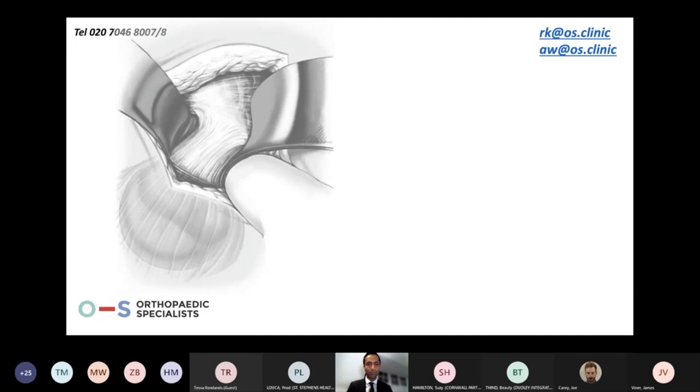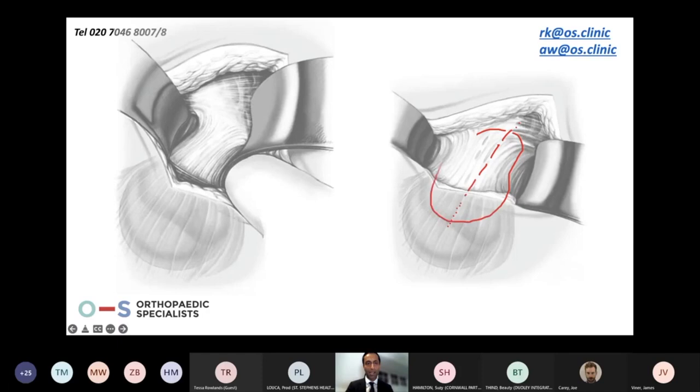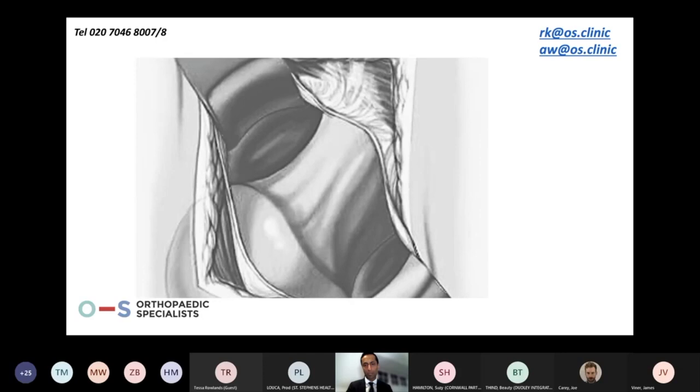This is just a diagram demonstrating the capsule overlying the front of the hip. This is the femoral neck that you can see here. And once you've made the cut through the capsule, you're down to the neck of the femur.